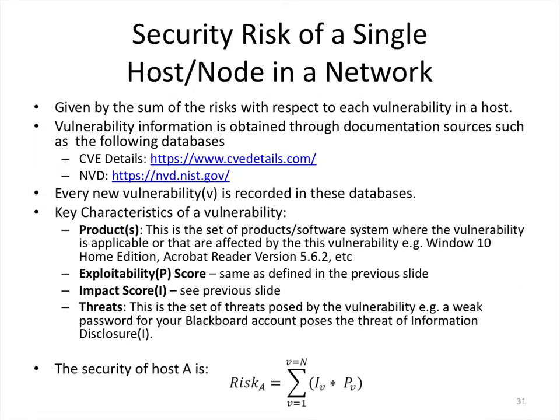So a node may have multiple vulnerabilities. Each vulnerability can cause different threats. Some vulnerabilities mean that you can have incorrect access to somebody's account, which we call spoofing, where we authenticate ourselves in the place of another person. Okay, so this is called spoofing.